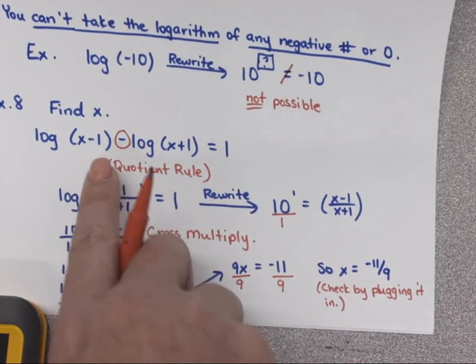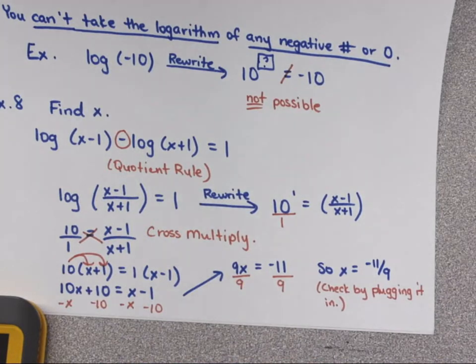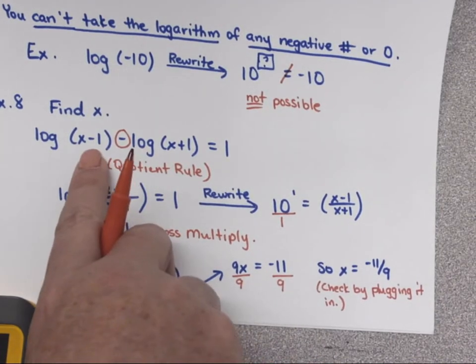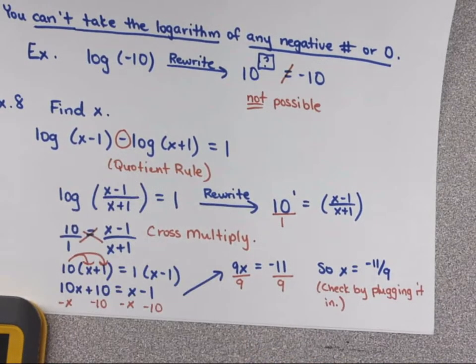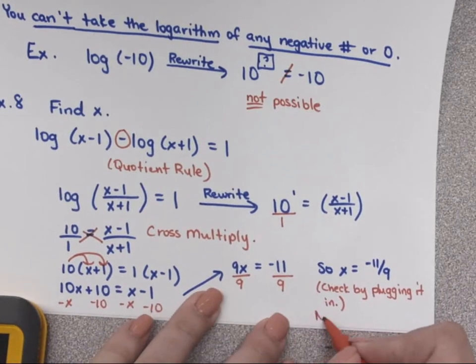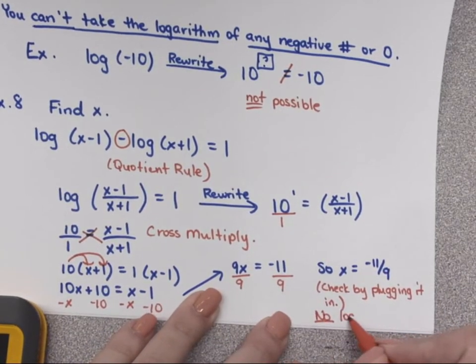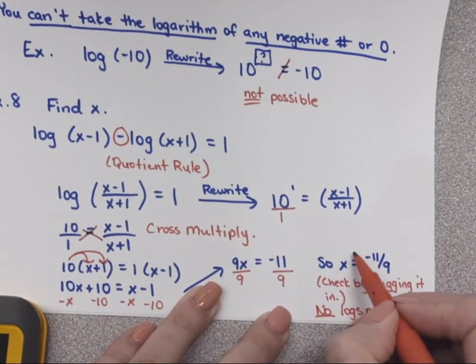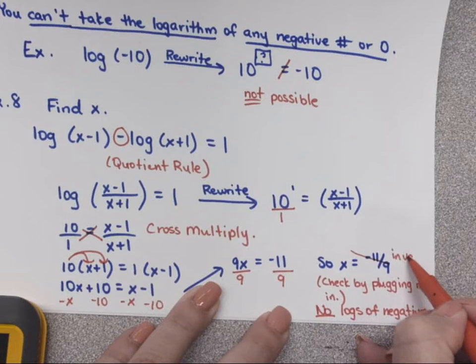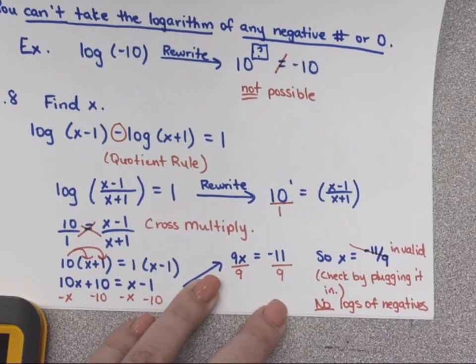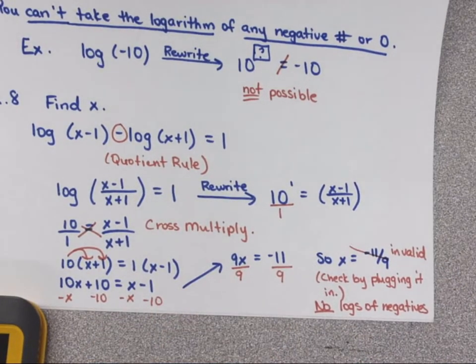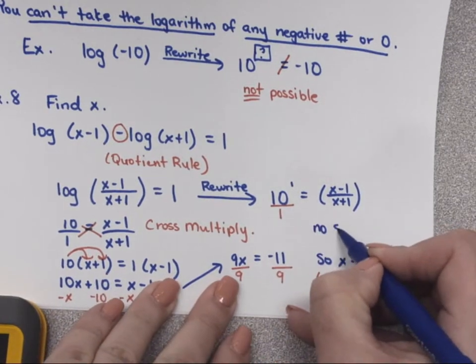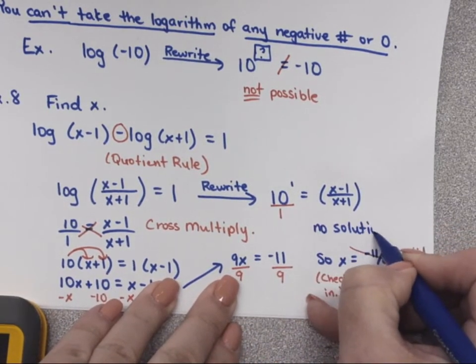What kind of logs are we going to be taking? We're going to be taking the log of a what kind of thing that we're not allowed to do? Of a negative, right? So notice we can't take logs of negatives. Which means actually this answer is invalid. So then what's the conclusion if the only answer we thought was the right one is not valid anymore? No solution. There's nothing that works.